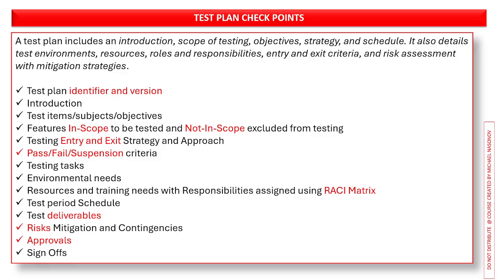Testing entry and exit strategy and approach. Then pass, fail, or suspension criteria, meaning when your testing is passed, when your testing is complete, when it is considered as failed, or when you suspend your testing. Testing tasks, testing environmental needs, resources and training needs with responsibilities assigned using, like I mentioned, RACI matrix. Test period schedule, test deliverables, what kind of deliverables you promise to complete during your testing phase.